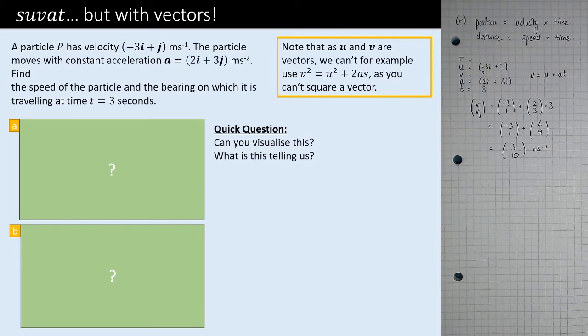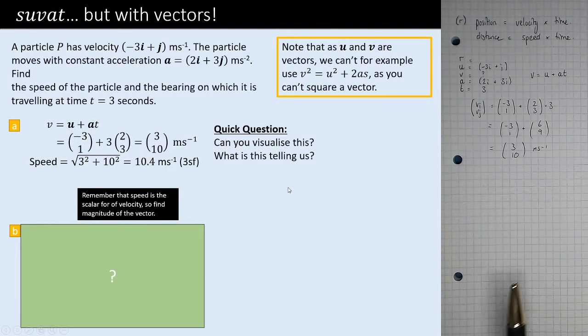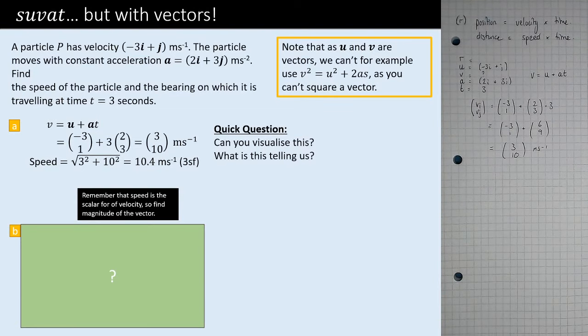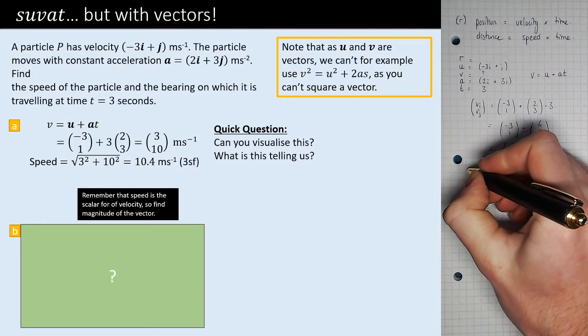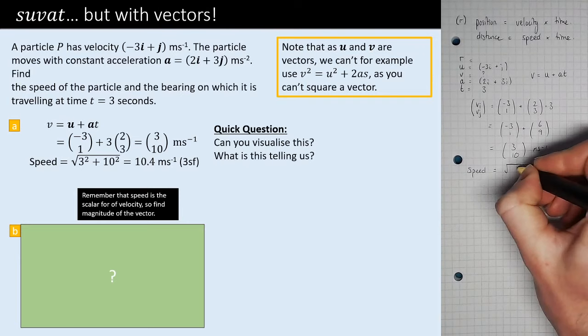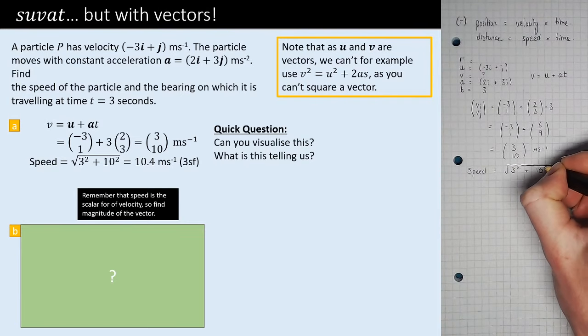Okay, so that is essentially part A of this problem. But what we've got here is only a velocity, not a speed. This is where some of the vector work that you will have done previously will come into place. We've got our velocity, but we need our speed, and speed is a scalar of velocity. So we need to find out the magnitude, the size of this vector simply by using Pythagoras. So speed will then be equal to the square root of 3 squared plus 10 squared.